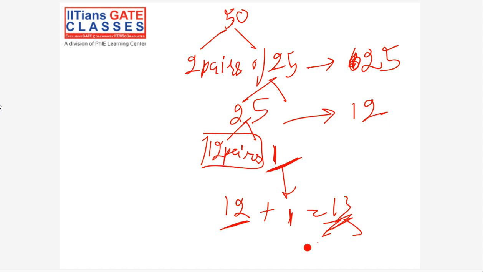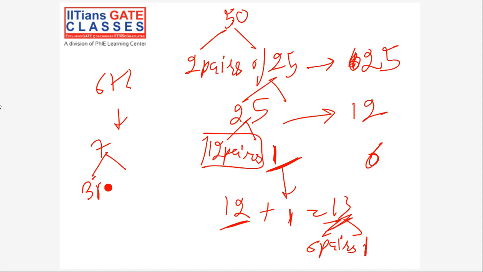So 13, I'll split into 6 pairs plus 1. For 6 pairs, I'll make 6 comparisons, and for the 1, I'll just keep it. So 6 plus 1, 7 will be remaining. For 7, let's make 3 pairs and keep 1 as it is. For 3 pairs, I will have 3 comparisons, and I'll get 3 maximum elements. So 3 plus this 1, now 4 elements will remain.